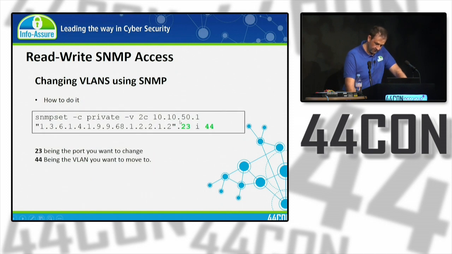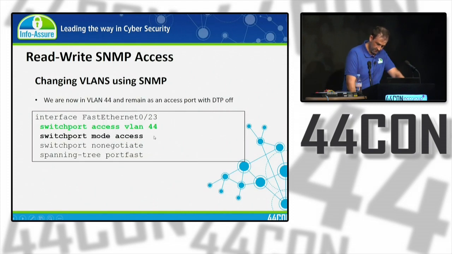So again, we have to use a different OID in this case because we're not changing DTP settings, we're actually changing the VLAN ID. There's tons and tons of OIDs, but I've gone through them all to pick out ones that are useful. So if we run this command here, again, writable community string, this is VLAN 50, there's the OID, 23 is the port number, 44 is the integer for the VLAN ID. So it can't be a name, it needs to be the ID.